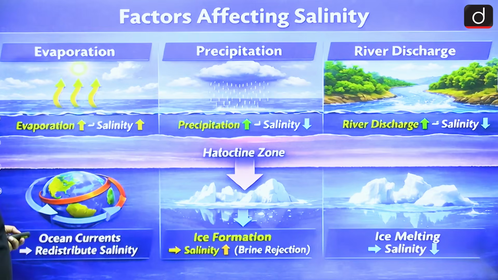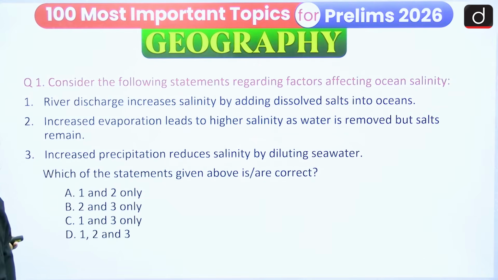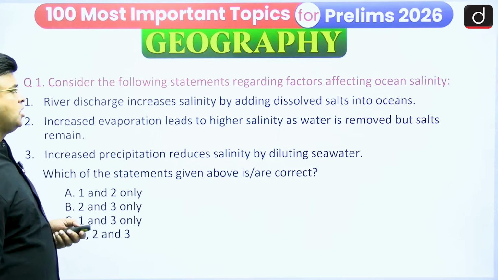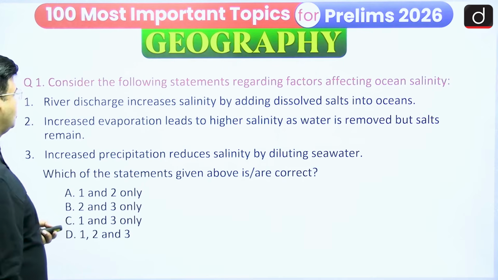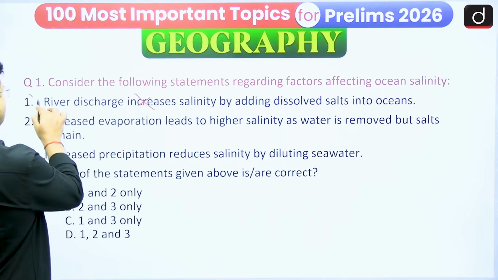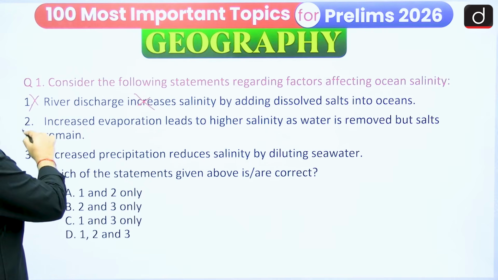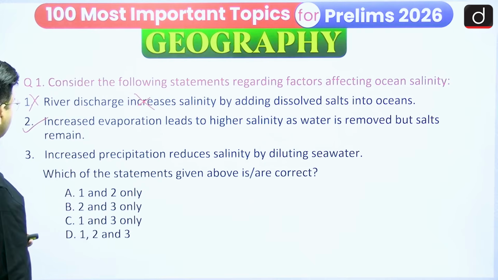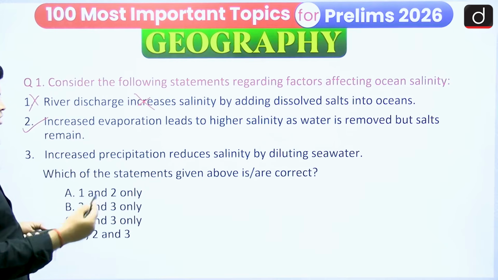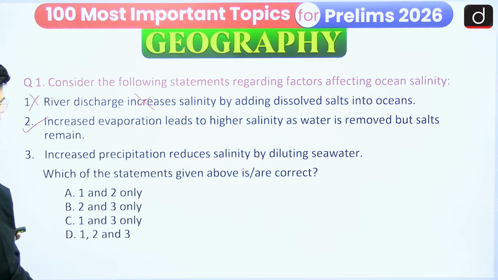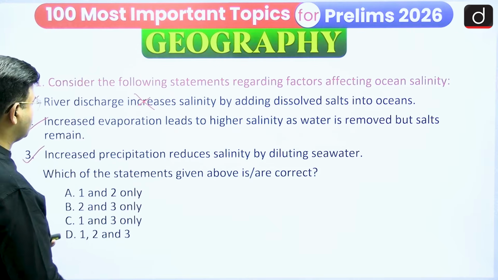The next question: consider the following statements regarding factors affecting ocean salinity. River discharge increases salinity by adding dissolved salt into the ocean. No, river discharge decreases salinity, so this is wrong. Increased evaporation leads to higher salinity as water is removed but the salts remain the same, so this statement is right. Increased precipitation reduces salinity by diluting seawater. Yes, when rainwater mixes in as fresh water, salinity decreases.